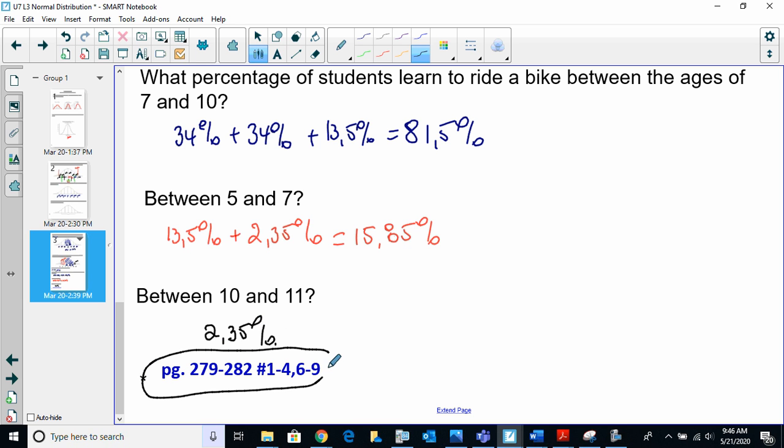Please work on the questions in your textbook on pages 279 to 282, questions 1 to 4 and 6 to 9. I hope that you understand this, and I will see you in the next part of the lesson today.